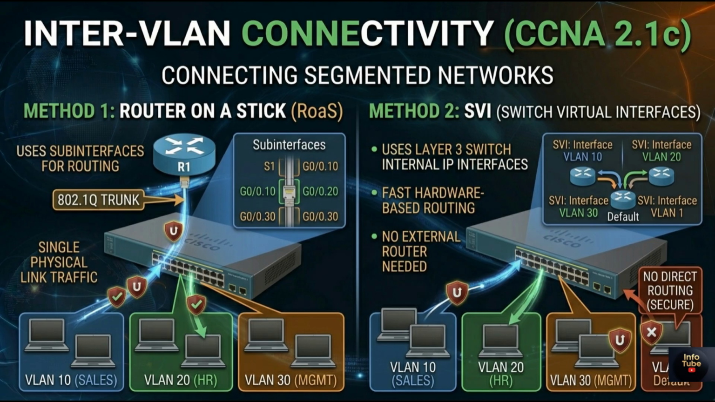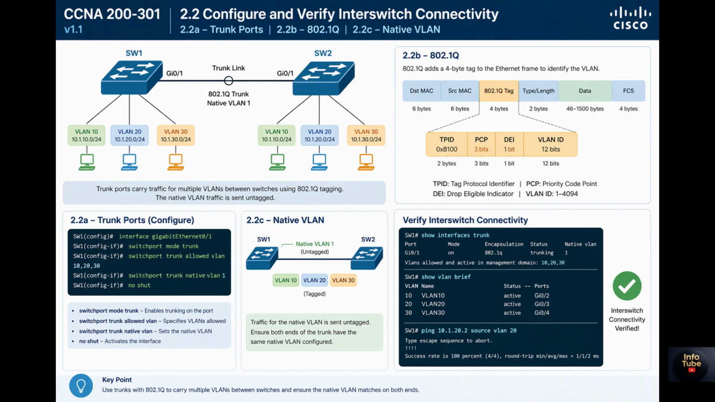Objective 2.2. Inter-switch connectivity. When your network grows and you have multiple switches, you need a way to carry all those different VLANs between them using a single cable. 2.2a. Trunk ports, 802.1Q, and the native VLAN.